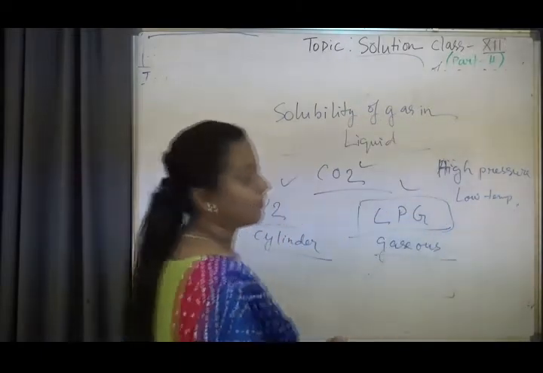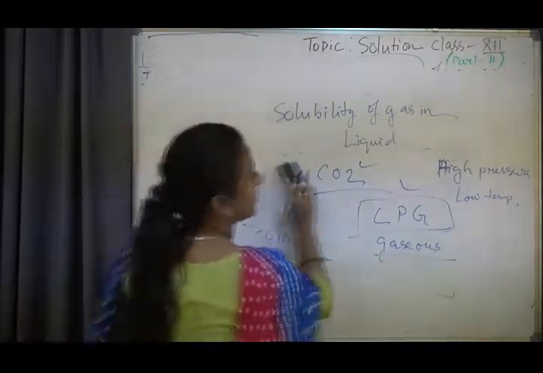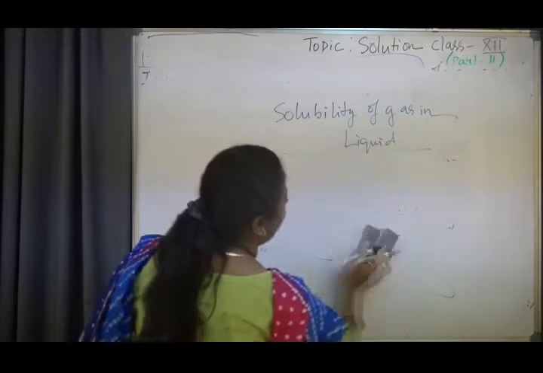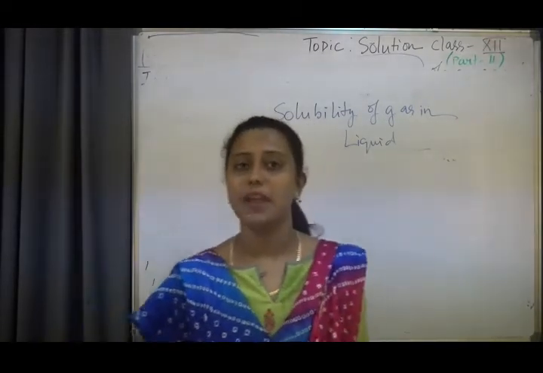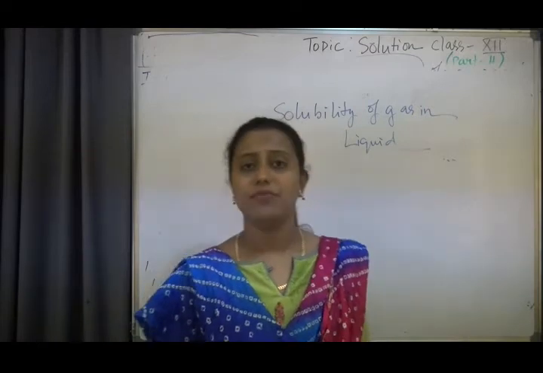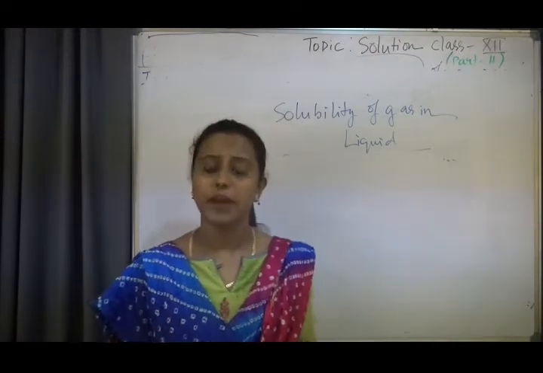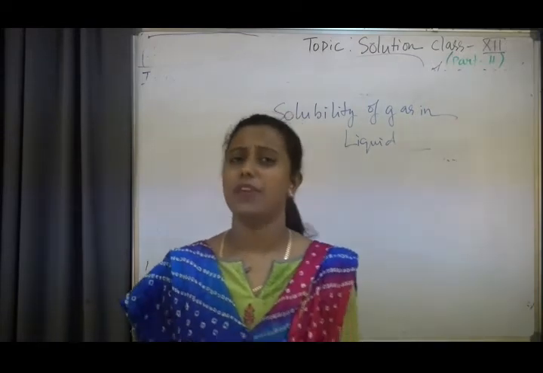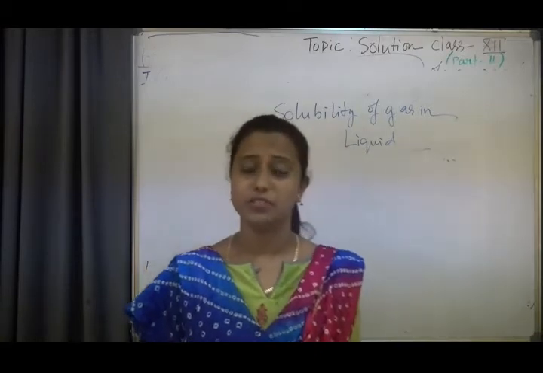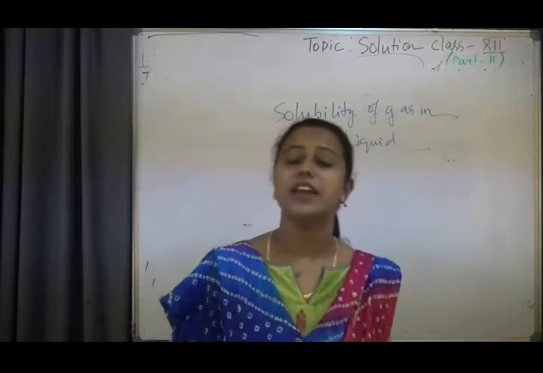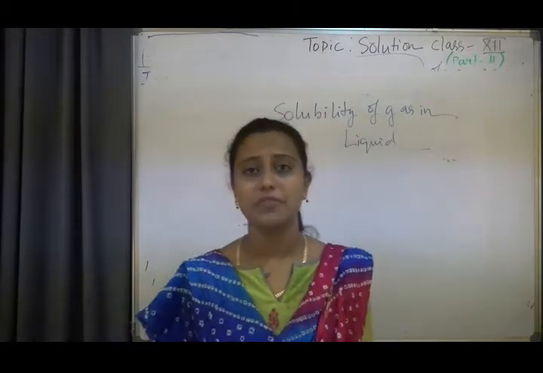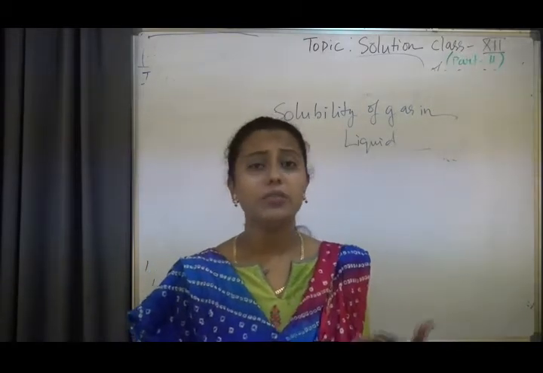High pressure and low temperature. Have you noticed how the animals and plants under the sea surface are living in the ocean bed? There are lots of species of animals and plants. Zooplanktons are there, phytoplanktons are there. You have gone through this in the biology chapter. How are they surviving?